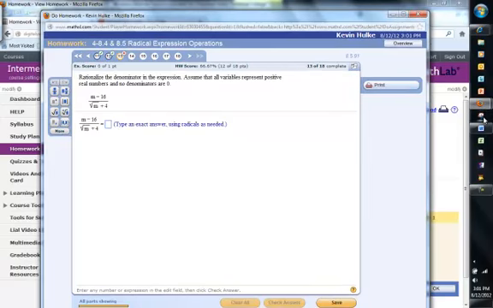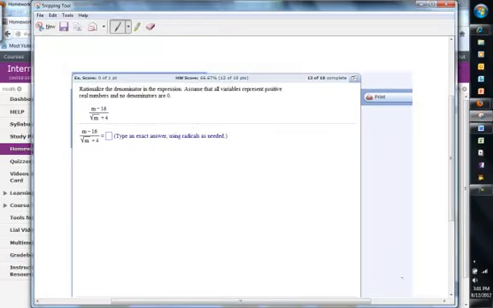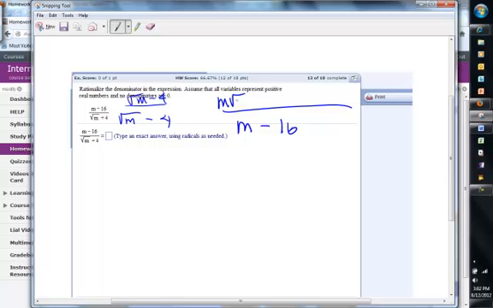Okay, let's try this one. Root m minus 16 over root m plus 4. We're going to multiply top and bottom by root m minus 4. And we get the denominator is m minus 16. The numerator is m root m. So that's the firsts. Outside is minus 4m. Insides is minus 16 root m. And lasts is plus 64.